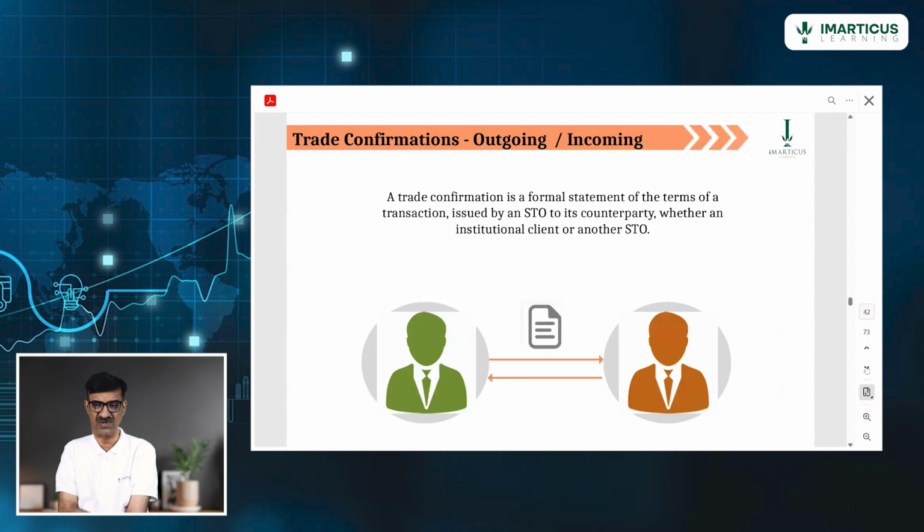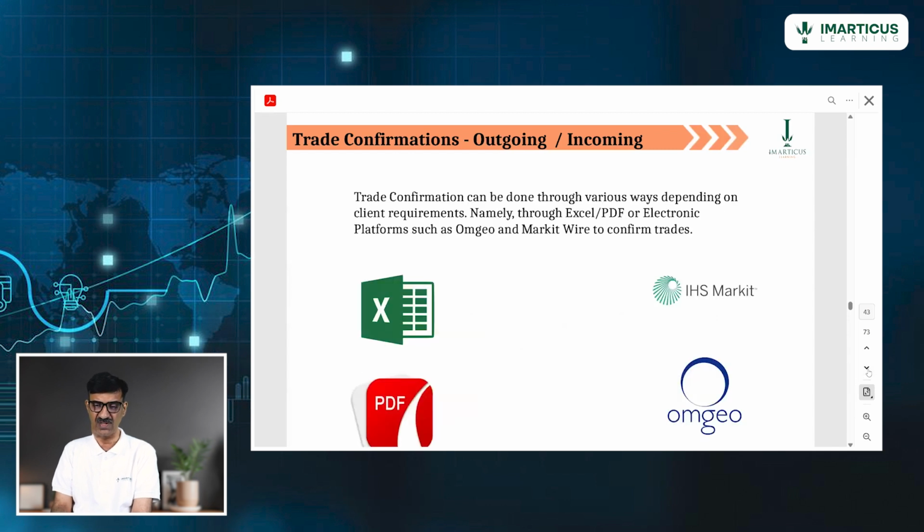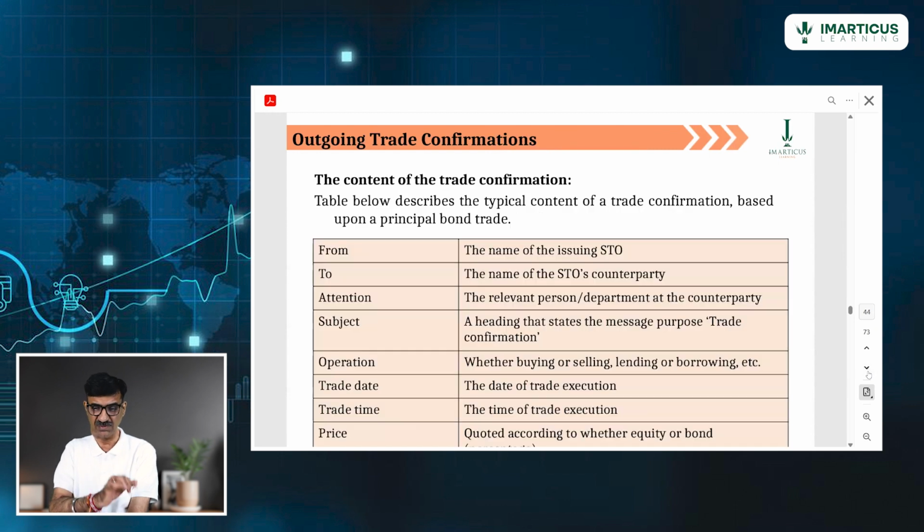Here you go with trade confirmation. Trade confirmation means it's a formal statement of the terms of the transaction issued by the firm to its counterparty, whether institutional client or another firm. When you do it, you can do it through Excel, PDF, electronic platforms like MarketWire. These are various options you have. Very, very important. You will send all this information: name, relevant party, buying, selling, execution, how it is done, and the price.